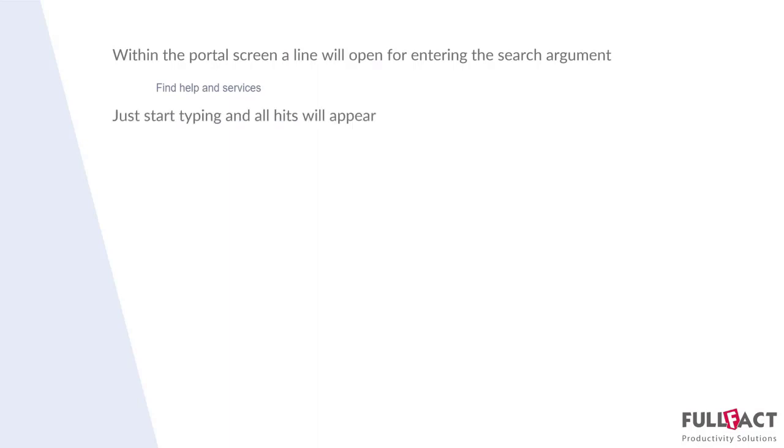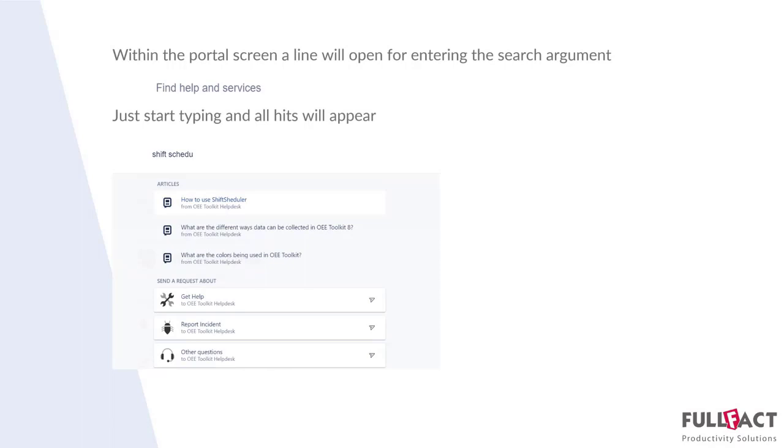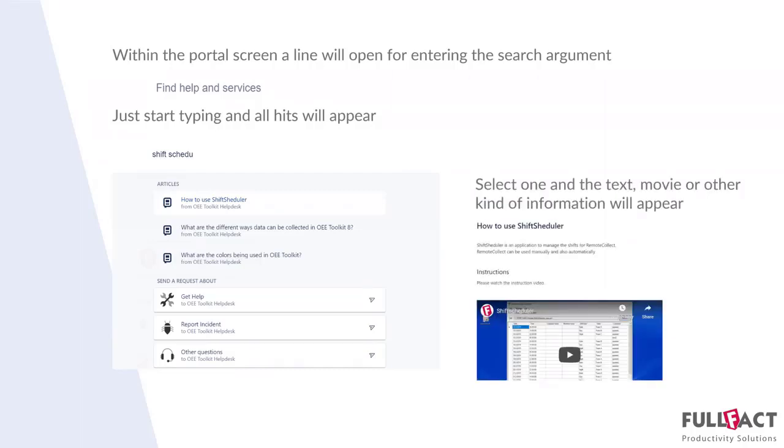In this example, I start typing Shift Scheduler, and it pops up with three possible articles, such as how to use it and what the different antivirus are. If you select how to use the Shift Scheduler, it will pop up with a document, with a link, or even with a small instruction video on how to use it. In this case, there's actually a small instruction video available. So if you have any questions or want information about something, just go into the knowledge base and it might help you in advance.